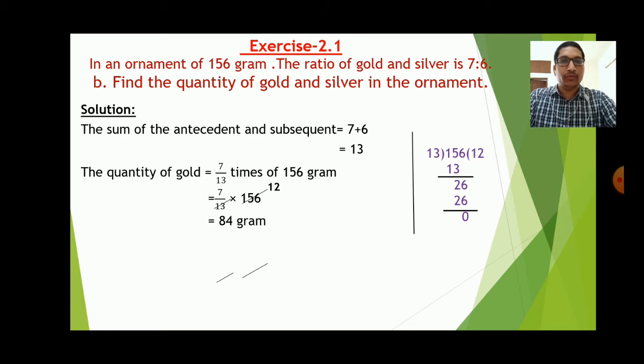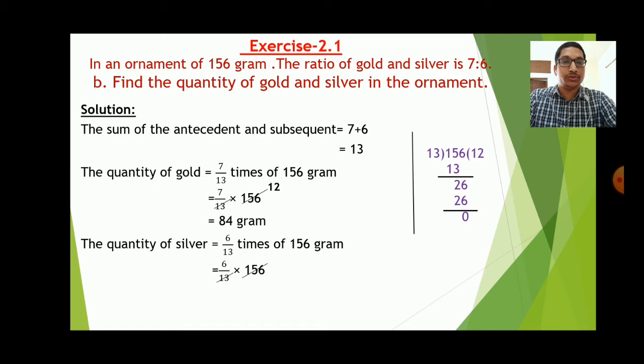Like this way we will find out the quantity of silver. So here the quantity of silver will be 6 out of 13 times of whole amount. So how we will write? We will write like this way. Look at the screen. Here 6 out of 13 times of whole amount. Here whole amount is 156 gram. So we know of means multiplication. So we can write like this way. Here 6 divided by 13 multiply 156.